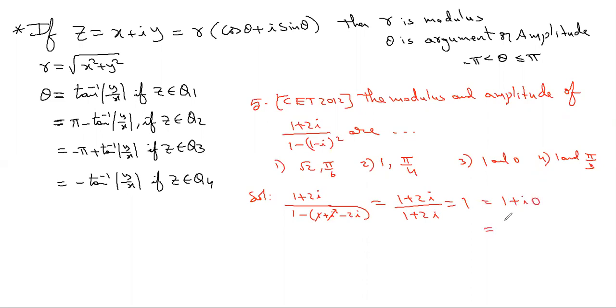So how do we divide complex numbers? Rationalize the denominator. Dividing one with another means rationalizing. Okay, understood, sir.